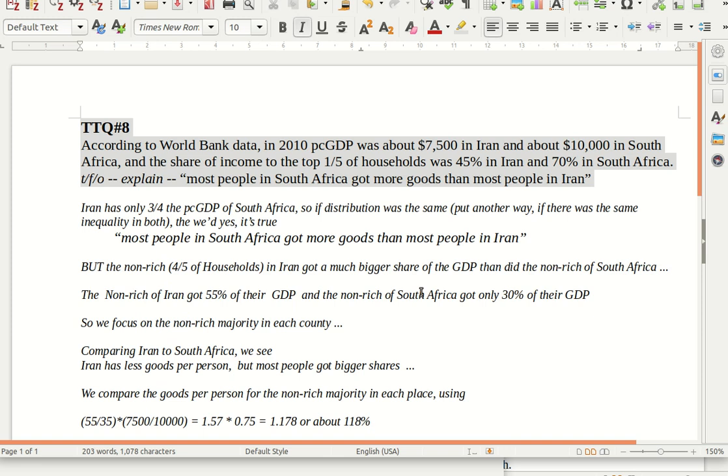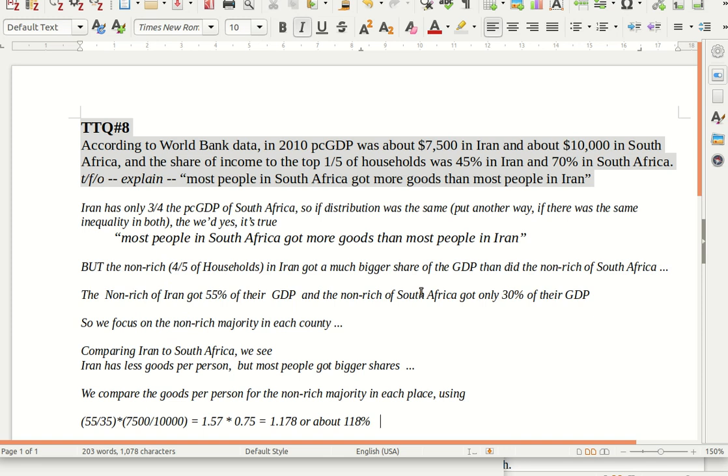And that is our punchline. The proposition that we have to explain, saying most people in South Africa got more goods than most people in Iran, is definitely false. We can say from our evidence that most people, the 80% non-rich of Iran, get about 18% more goods than the non-rich people of South Africa do. And some of you will be familiar with the point that South Africa is a bitterly unequal society. Hooray, apartheid was defeated, but oh my gosh, there's still an awful lot of work to do.